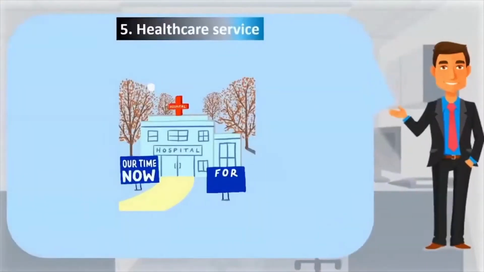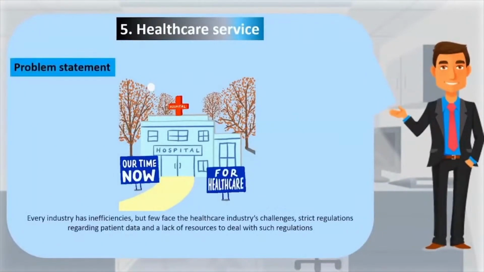The fifth example is healthcare service. Healthcare systems contain numerous burdensome tasks that involve significant resource allocation, such as claim management. This results in high operational cost and slow process. Every industry has inefficiencies, but few face the healthcare industry's challenges: strict regulations regarding patient data and a lack of resources to deal with such rules.